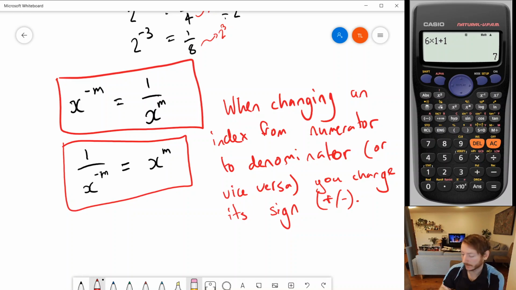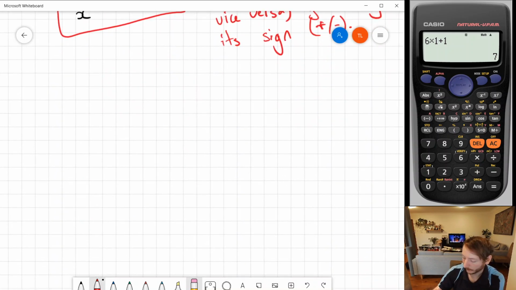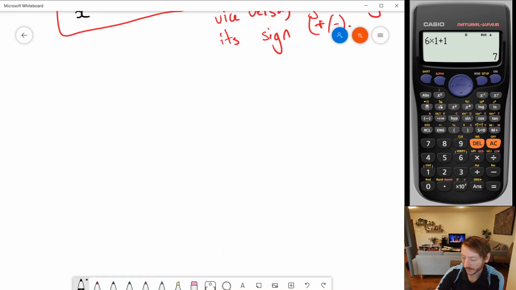So let's have a look at some examples and how that plays out in practice. So a question might read something like this.